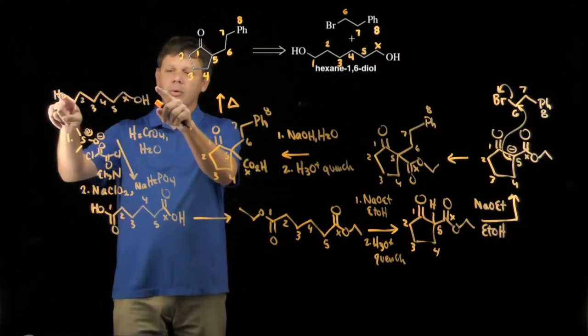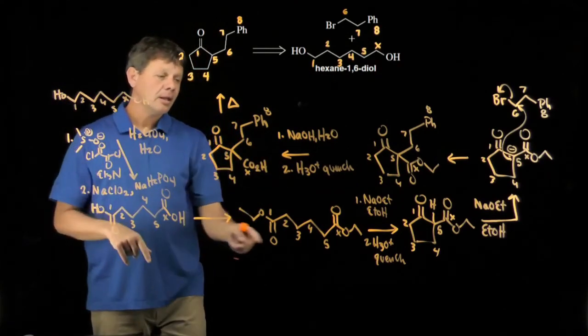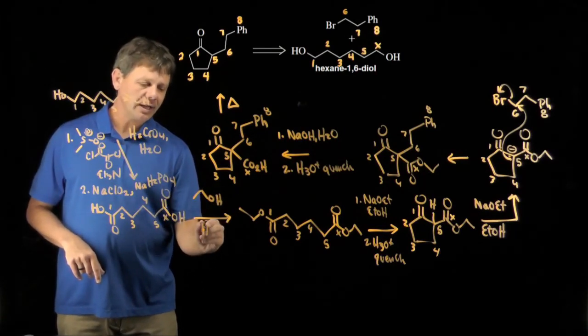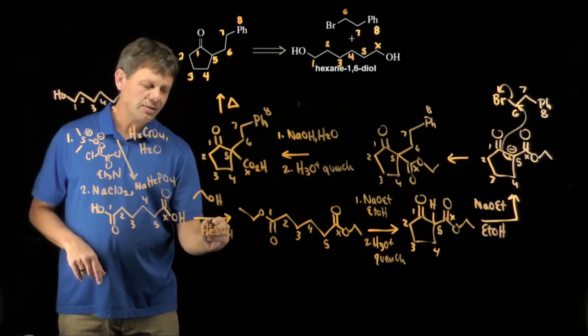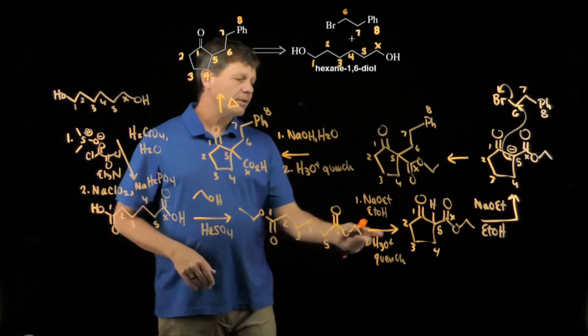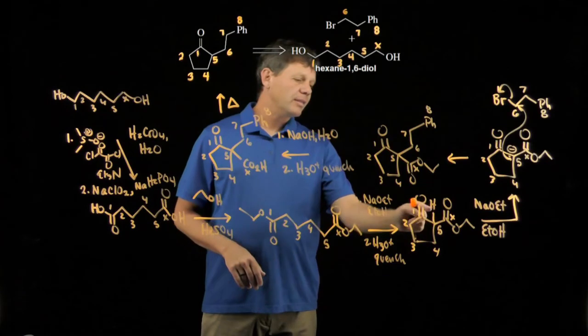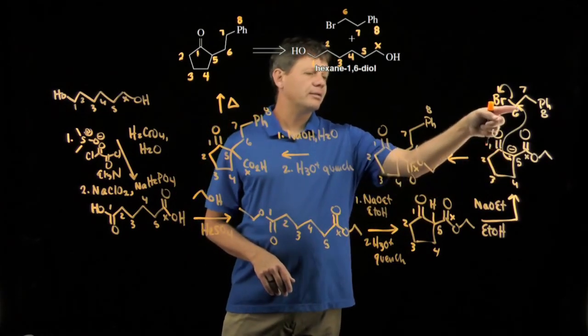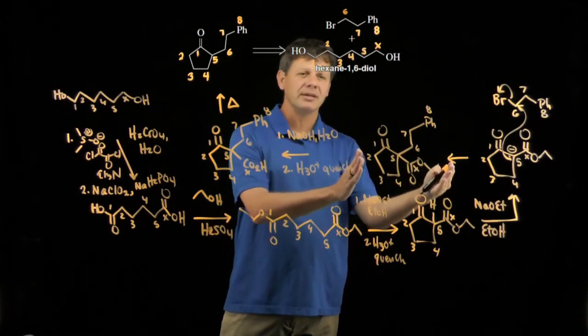Either way would work, going from the diol to the carboxylic acid to the ester. I didn't put reagents up. Ethanol and sulfuric acid, just the Fischer esterification. Fischer esterification gives us the ester. We do the Dieckmann condensation to make the 5-membered ring. This proton is now acidic, so we can deprotonate it to make an enolate. That enolate displaces the bromide in an SN2 reaction to give this.